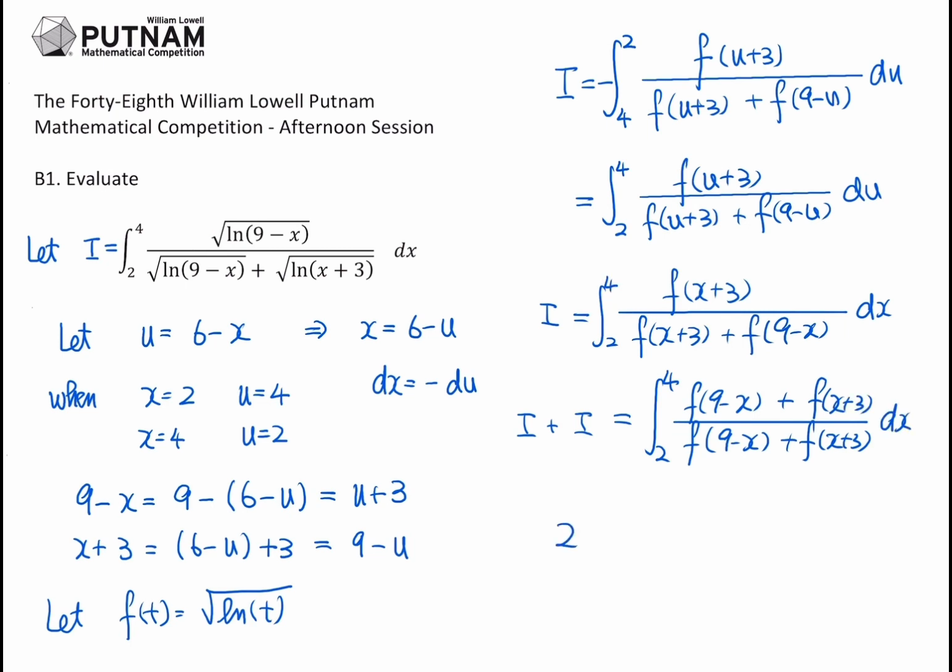Now everything is very simple. We have 2I equals the integral from 2 to 4 dx, because the numerator equals the denominator. And this integral, of course, equals x evaluated between 2 and 4, and this is 2, so we have 2I equals 2 and I equals 1.